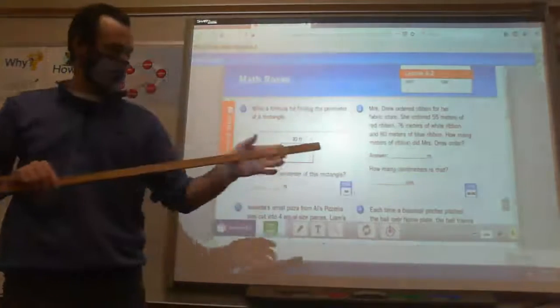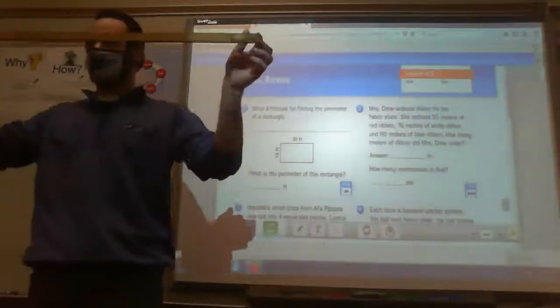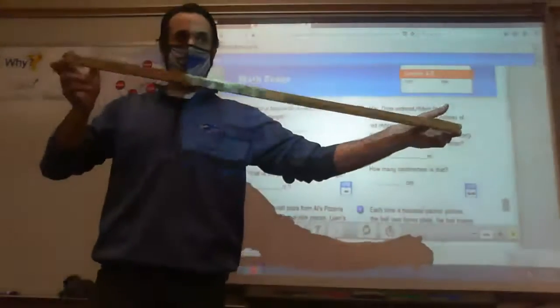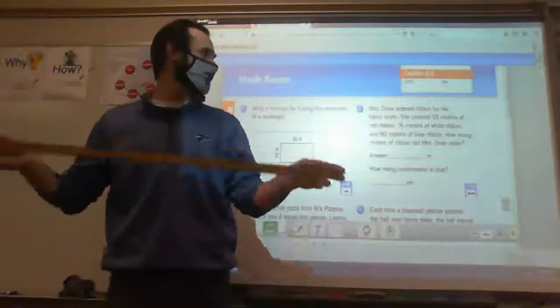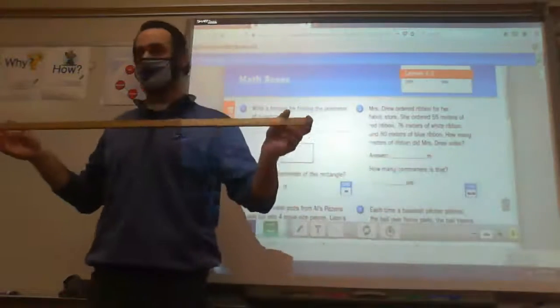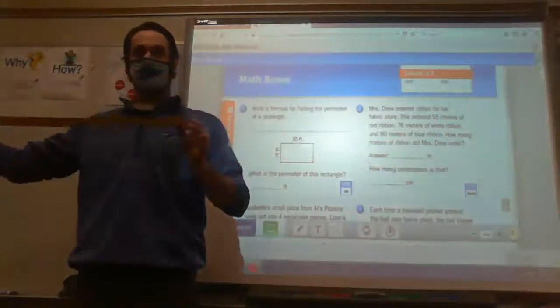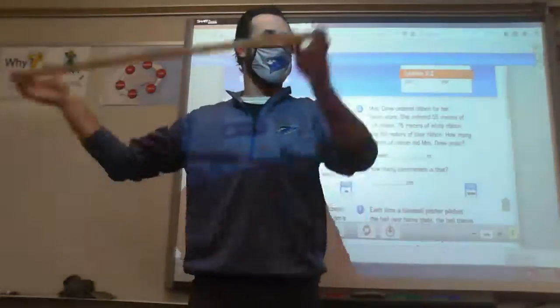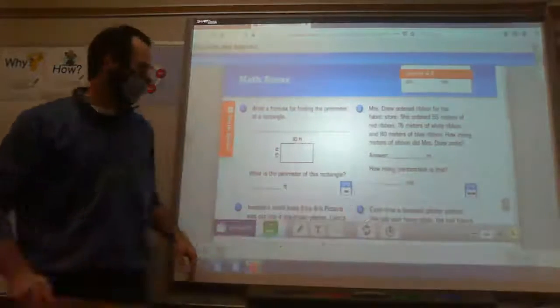Okay? But this is a meter, so she ordered 55 meters. 1, 2, 3, 4, 5, 6, 7, 8, all the way up to 55. 55 of these in red, 76 of these in white, 80 of these in blue. And each one is 100 centimeters. So of those 55, it's like 100, 200, 300, 400. So you take this and you have to multiply by 100.